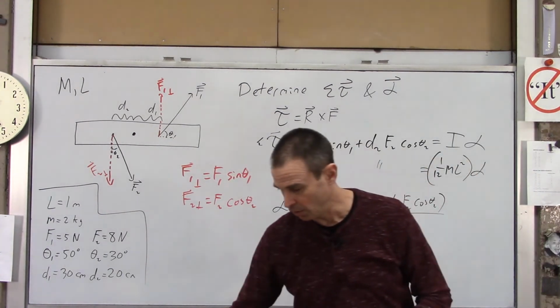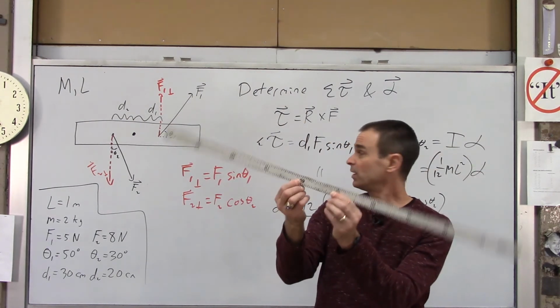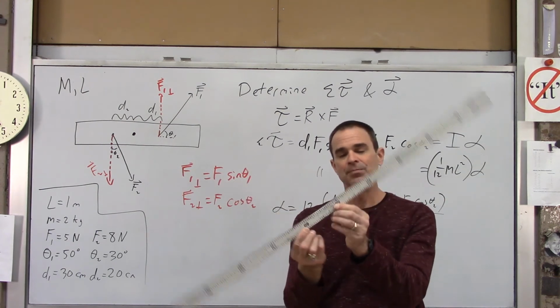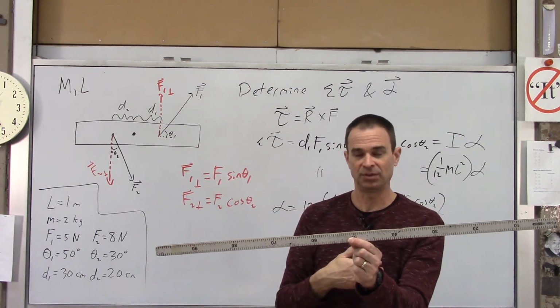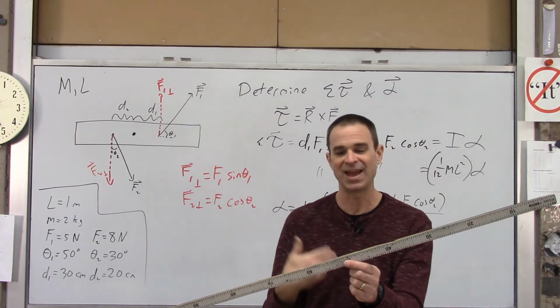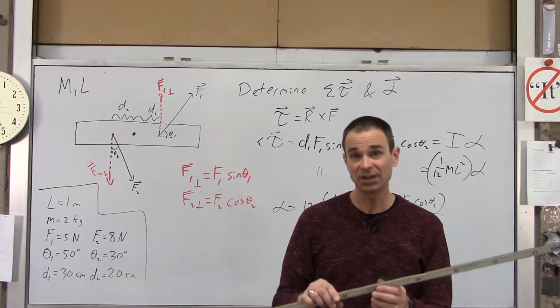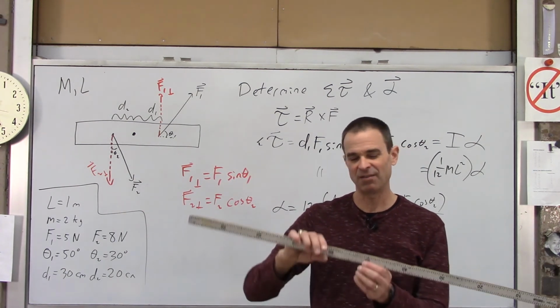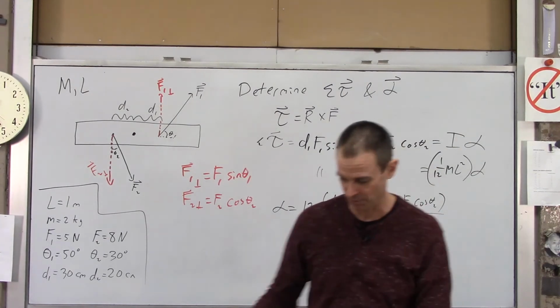Now, on a quick note, as the rod begins to accelerate this way, all parts of the rod have the same angular acceleration. Any solid object, if it's spinning, has the same angular velocity and angular acceleration. Different parts of the rod will have different linear accelerations, but they all have the same angular acceleration. The entire rod is moving together.